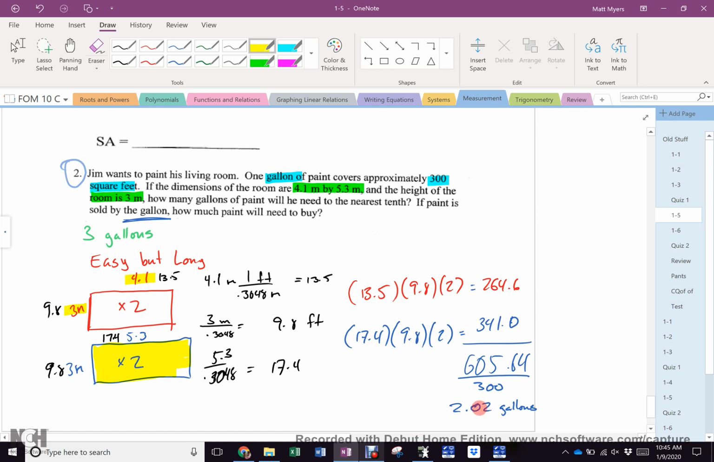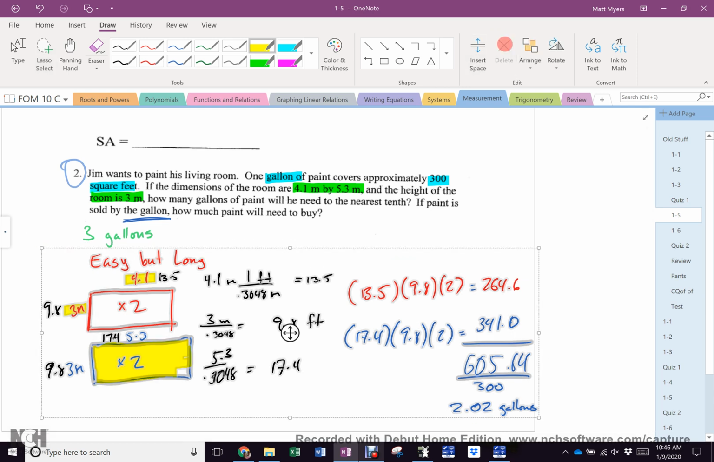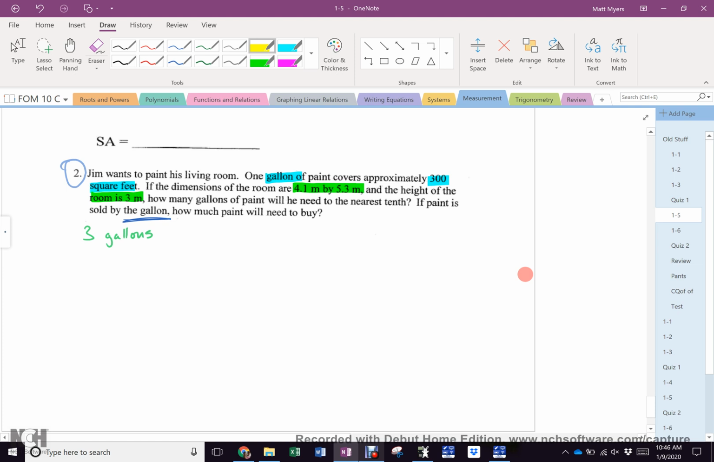Yeah, which is 2.0. Oh, damn it. It does say to the nearest 10. Son of a bee. Grr. Forgot that was in there. Now, that's the easy long way. There's a much shorter way.